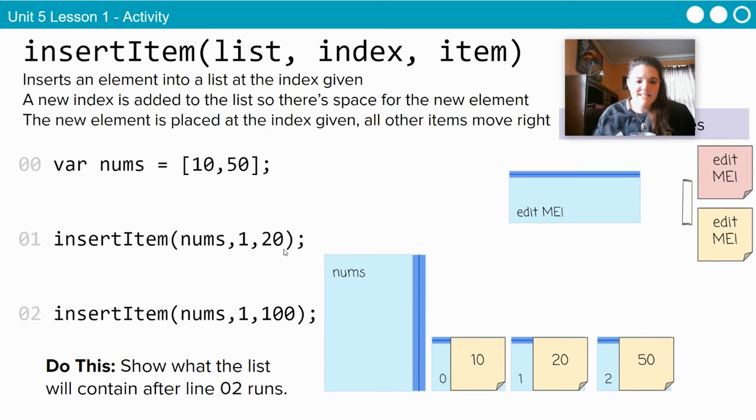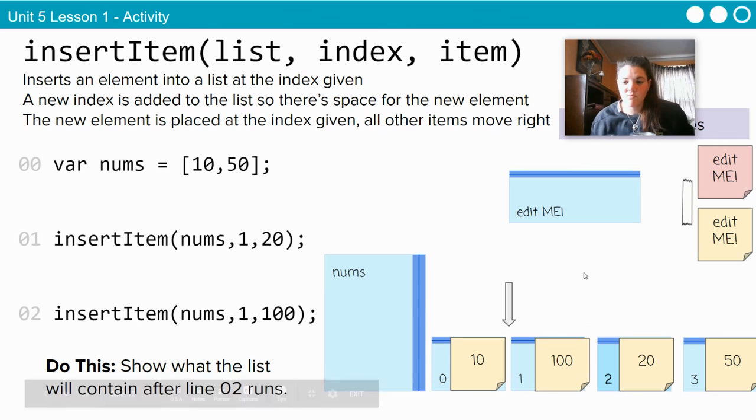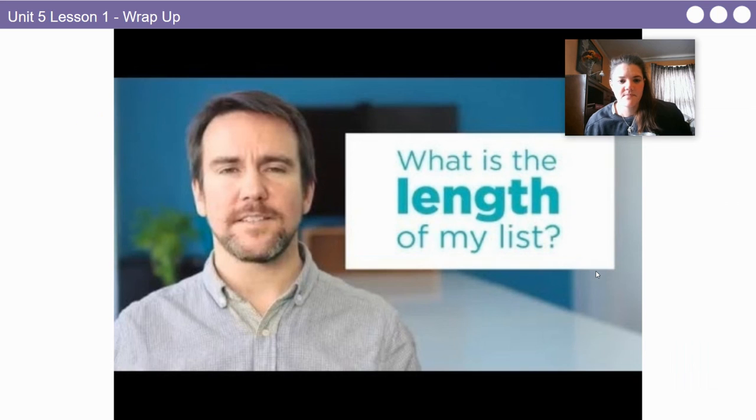My next line says I'm going to do the same thing. I'm going to insert an item into the list nums at index 1. Okay. That means that I am splitting apart my list right here. The 20 and the 50 will move down. So 20 is now at index 2 and 50 is at index 3. And I will insert the number 100 into index 1. So that's my insert item command.